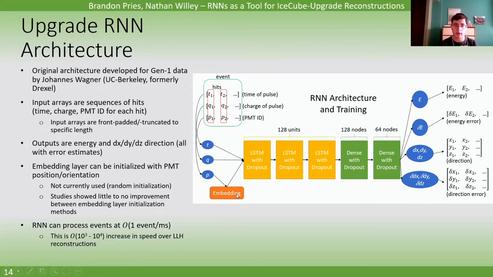The embedding layer down here can be initialized with the PMT position or orientation. That's not currently used, it's just randomly initialized. Johannes had done studies with this using Gen 1 and initializing with the DOM position, and found little to no improvement between the two methods. So we've opted for random initialization because that's easier. The biggest factor in this is that the RNN can process events on the order of 1 event per millisecond, which is 3 to 4 orders of magnitude faster than the LLH reconstructions. That's the big reason why we're so focused on this research.